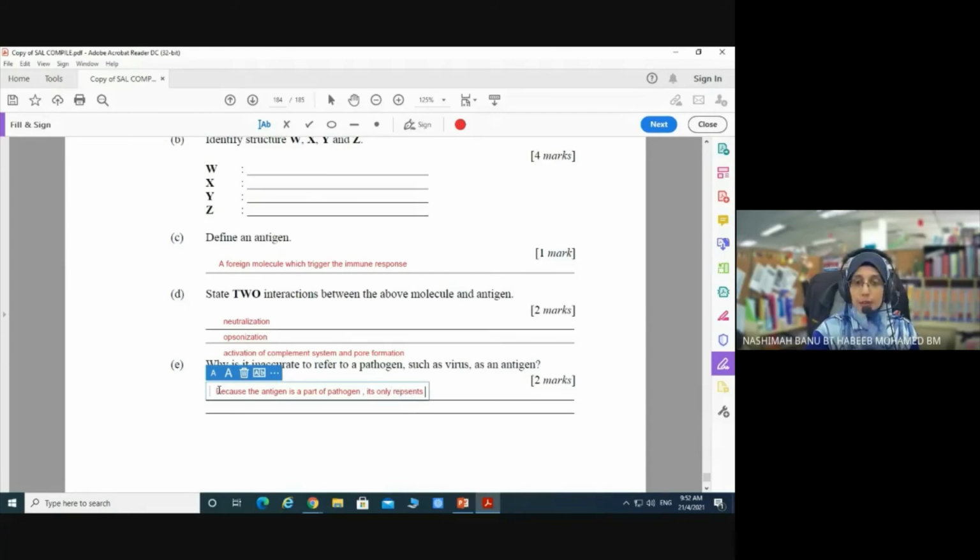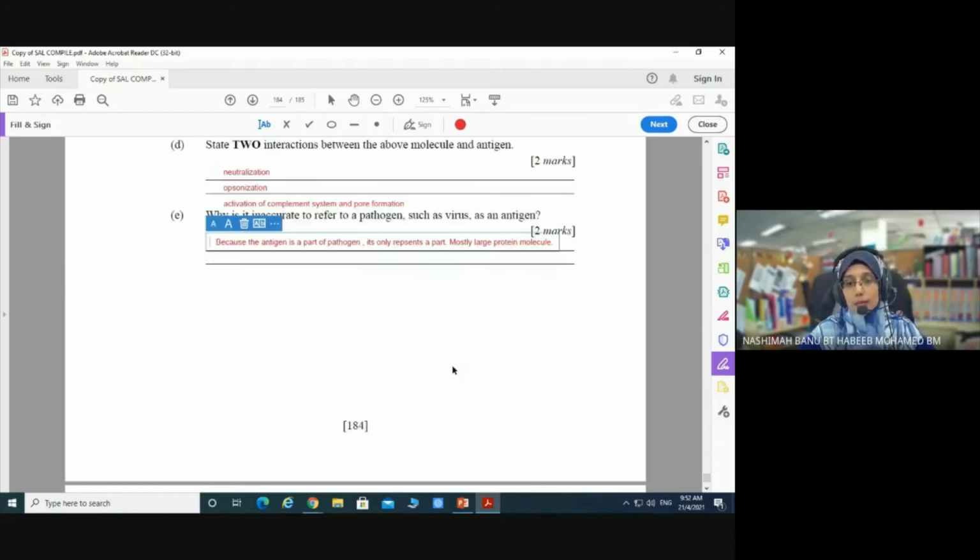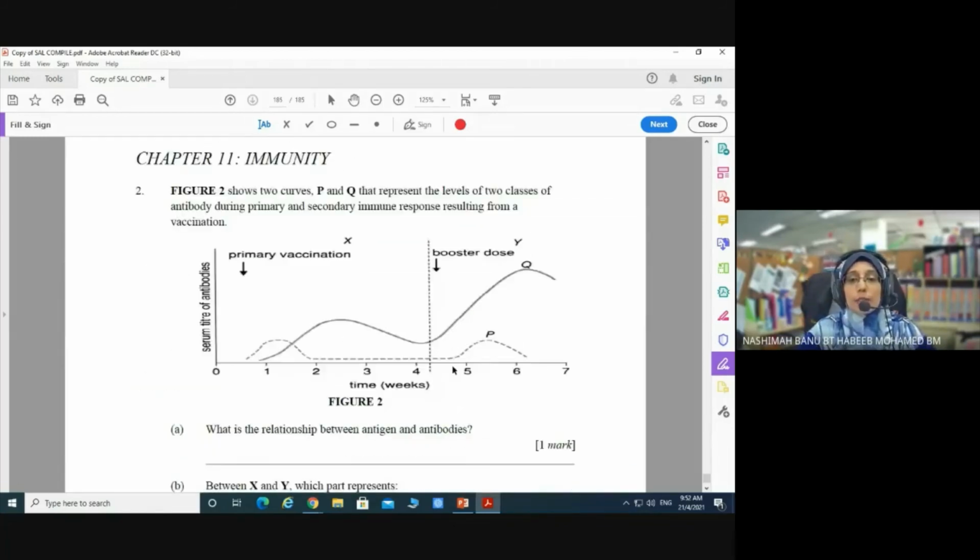It only represents a part, not the whole structure. That's why we cannot say the whole pathogen is attached to the antibody. It's a small part, and normally an antigen is mostly a large protein molecule. That's why it cannot be called the pathogen, because a pathogen can be a virus or bacteria. Okay, so let's go for the final question.